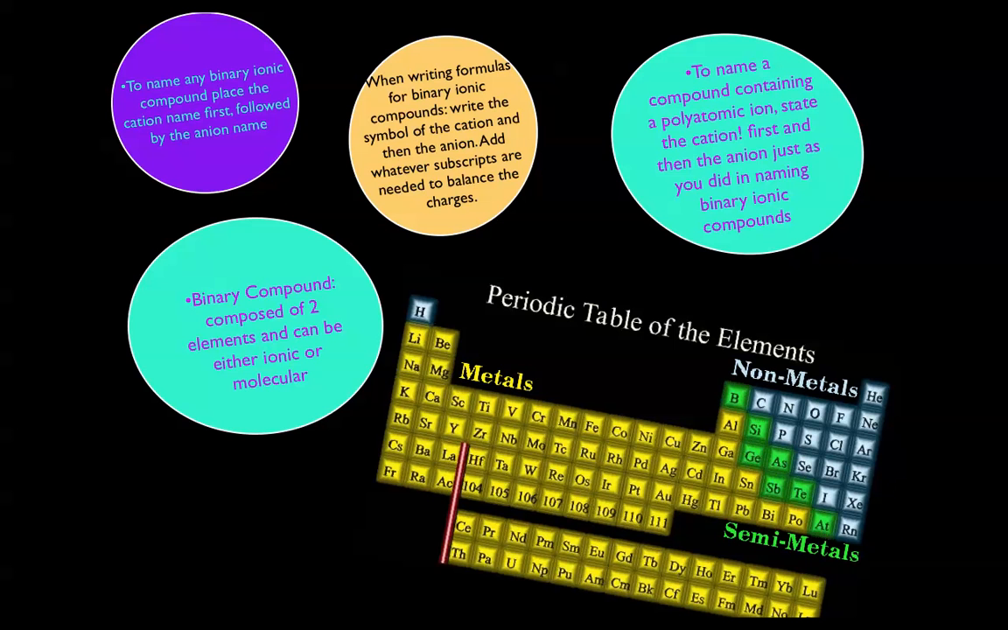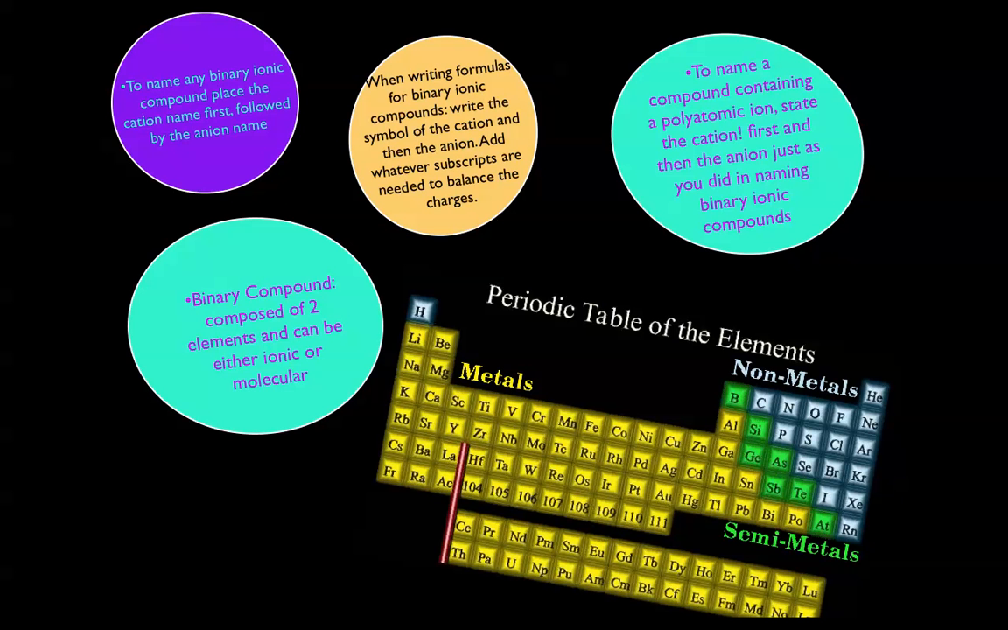This is just some facts and some important reminders to remember about the periodic table and binary compounds. To name any binary ionic compound, place the cation's name first, followed by the anion name. And to be exact, a binary compound is composed of 2 elements and can be either ionic or molecular. When writing these formulas for binary ionic compounds, write the symbol of the cation and then the anion. Add whatever subscripts are needed to balance the charges, which is on the worksheets of what we have done and had to write a lot of.